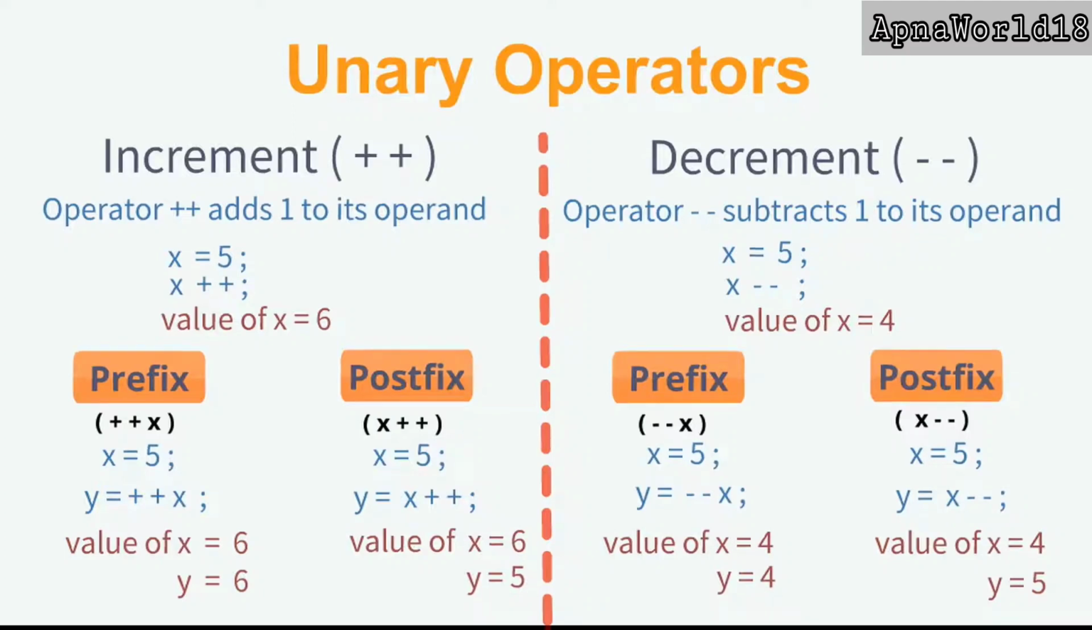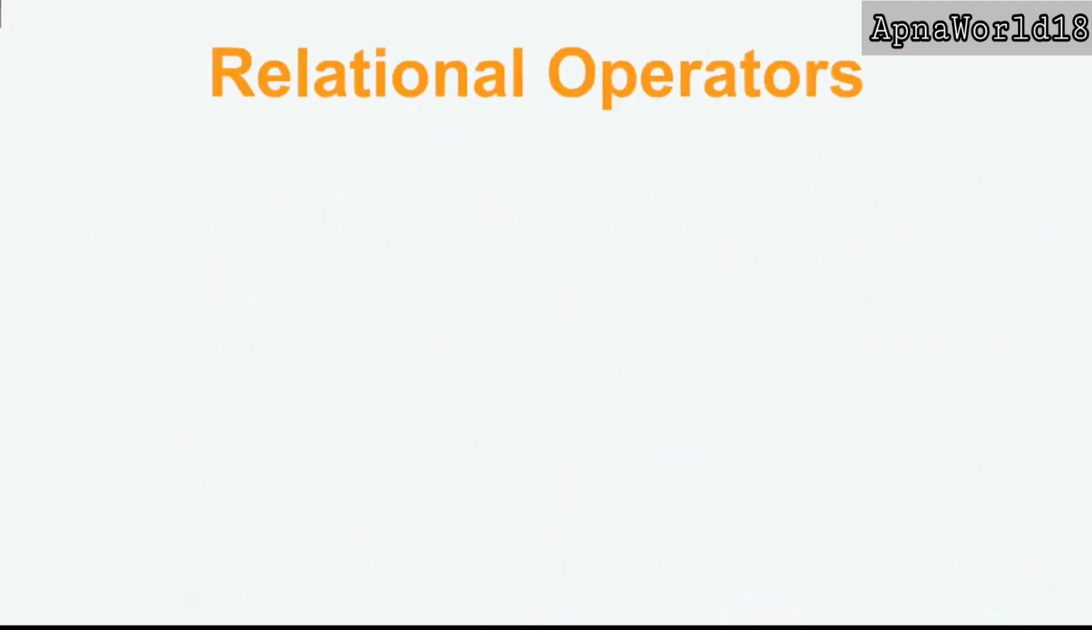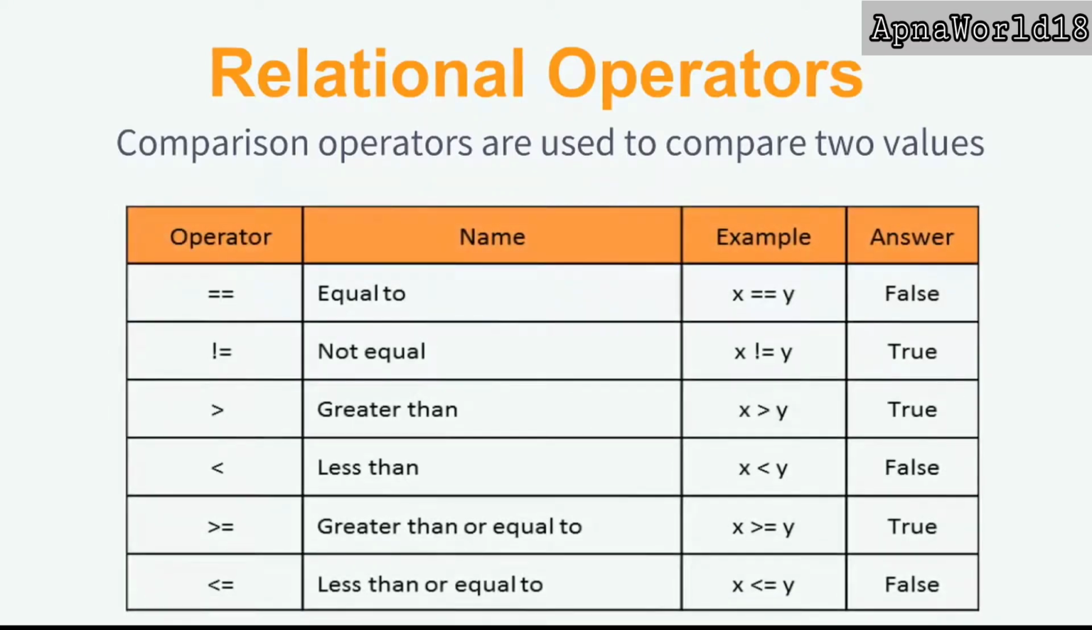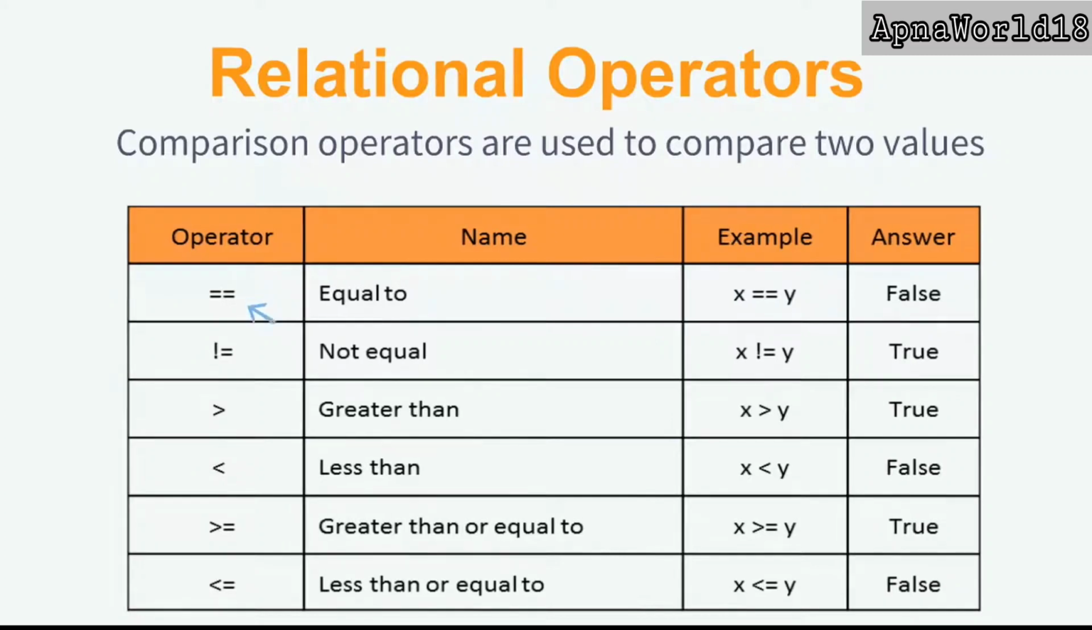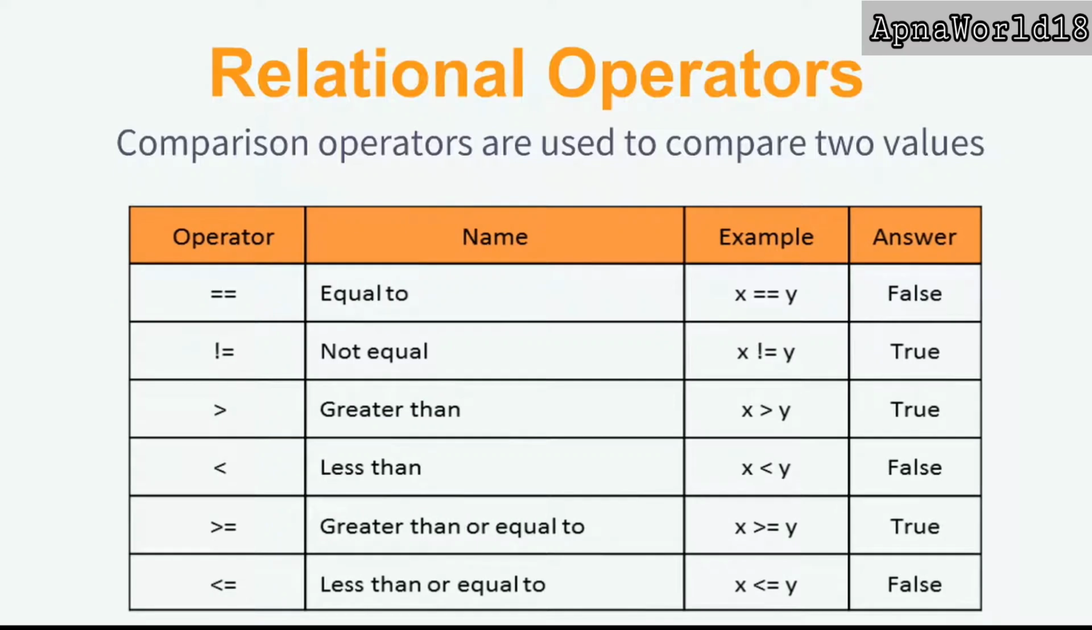Now let's take a look at relational operators. There are 6 relational operators which are used to compare numbers or characters. These operators are equal to, not equal to, greater than, less than, greater than and equal to, and less than and equal to. Let's see this in some examples. Assuming x is 20 and y is 10, if the comparison is true, then it returns Boolean value true, otherwise it returns false.